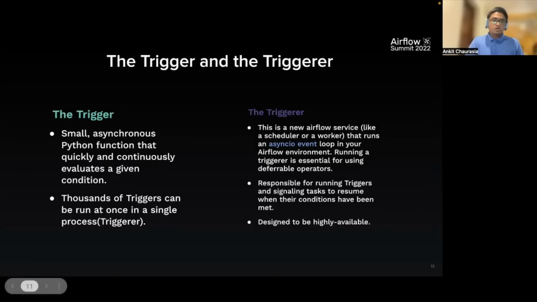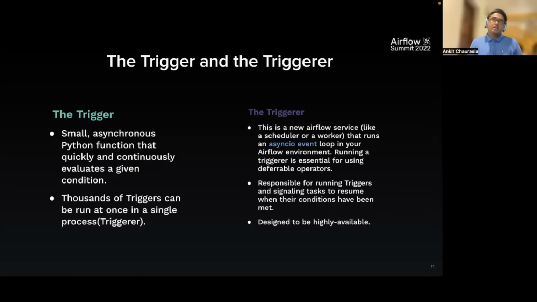So let's talk about a few important concepts for deferrable operators. Let's start with trigger. A trigger is essentially a small piece of asynchronous Python function which quickly and continuously evaluates a given condition. Thousands of triggers can be run at once in a single process, which is the triggerer. So in order for an operator to be deferrable, it must have one trigger code that determines when and how the operator tasks are deferred.